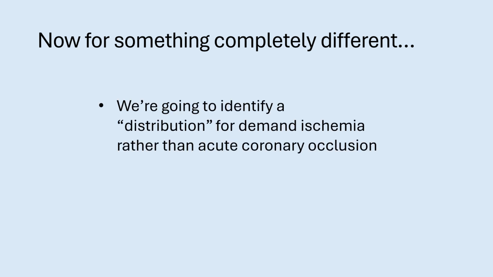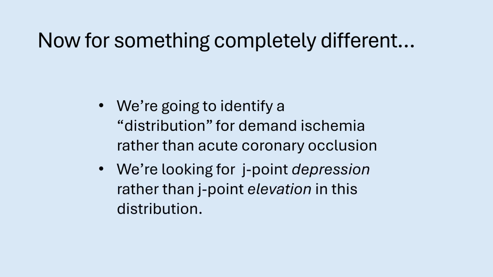Now for something different. I'm now going to identify a distribution or territory for demand ischemia rather than acute coronary occlusion. That is supply-demand mismatch. We'll be looking for J-point depression rather than J-point elevation in this distribution.